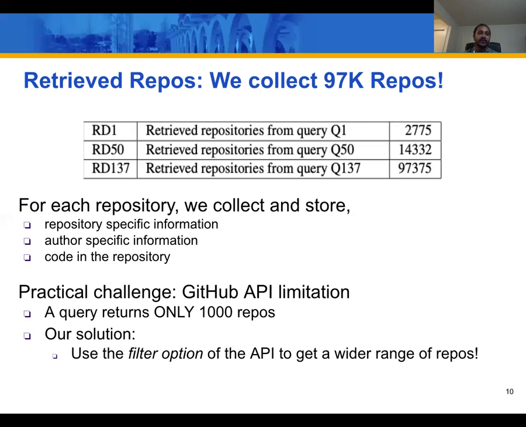So we tried to solve this limitation by using the filter option of the API, with the best match, the most number of forks, the least number of forks, the most number of stars, the least number of stars, like this. However, still we couldn't collect all those repositories that matched the keyword, but we tried all the options to get as many as possible.